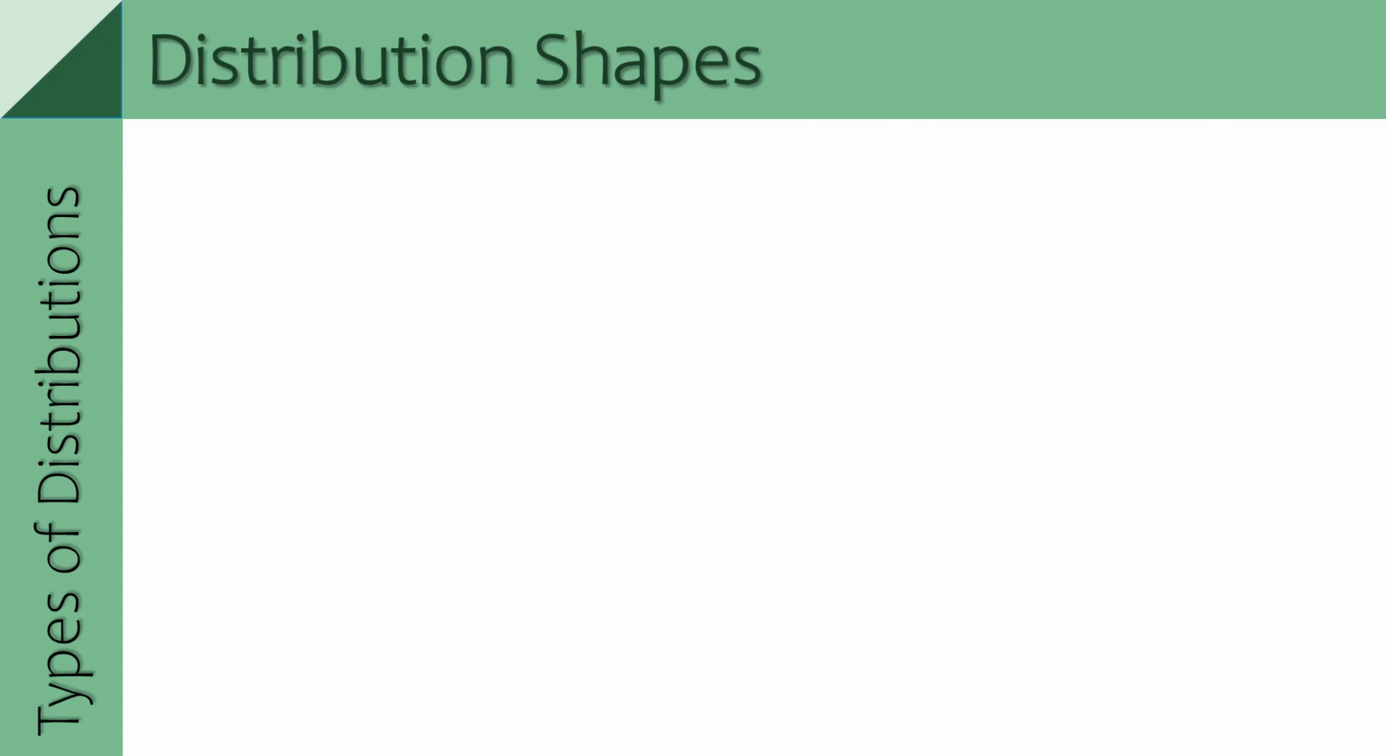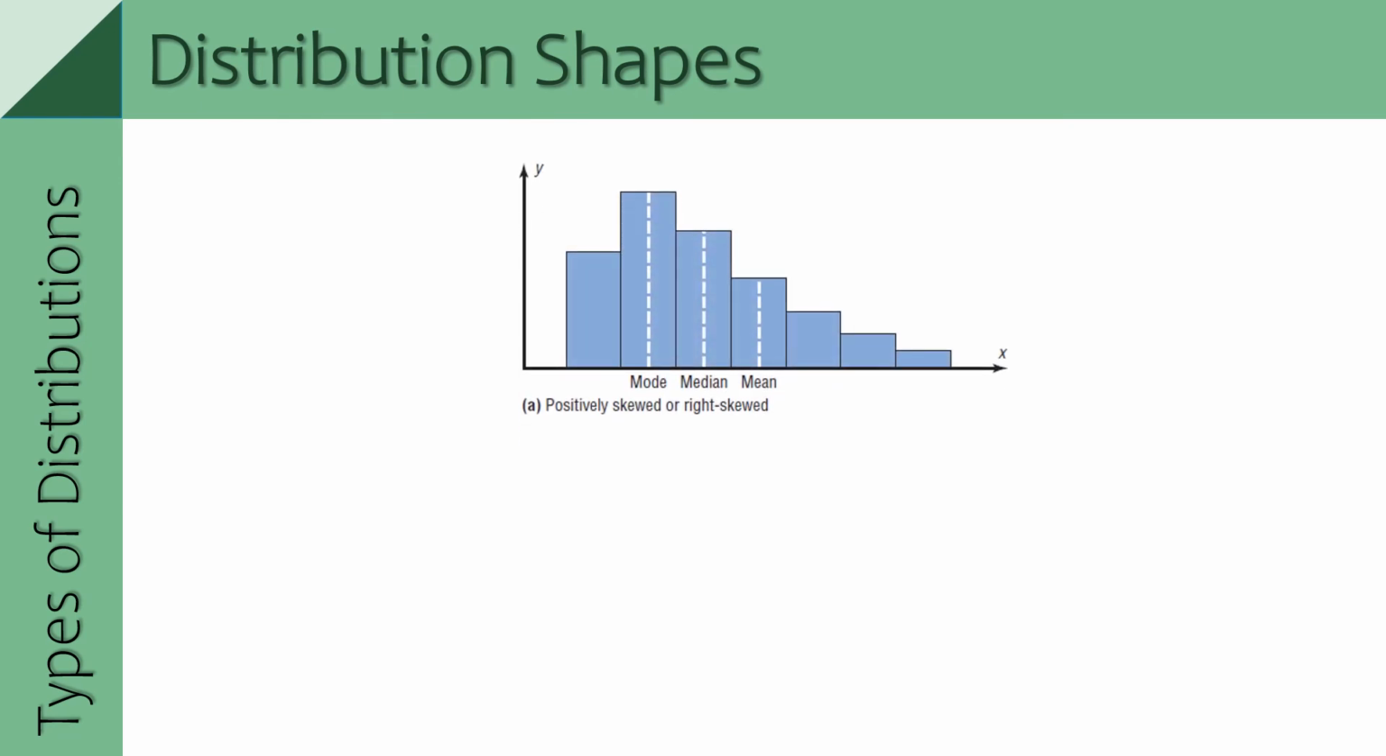Okay, so distribution of shapes. So type of distribution: how do the mean, median, and mode affect it, and what do the mean, median, and mode look like in a normal distribution, or in the distribution of shape. So first is what we call the positively skewed or right skewed. In a positively skewed or right skewed distribution, the majority of the values fall to the left of the mean and cluster at the lower end of the distribution, where the tail is on the right side.